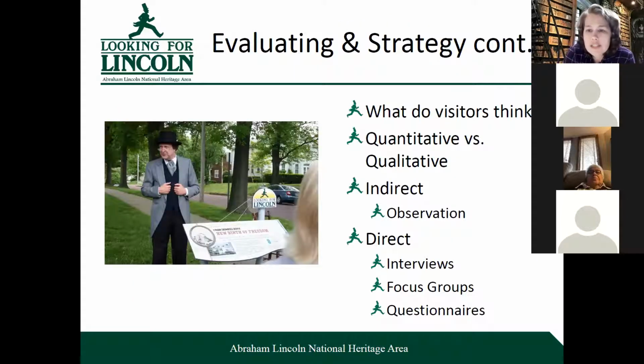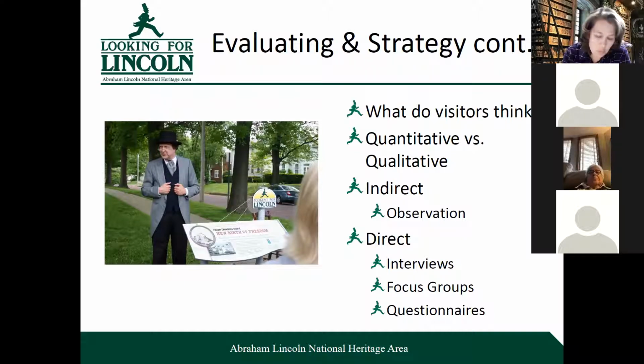So what do your visitors think? There are two types of information that you can gather: quantitative versus qualitative. Quantitative is like your statistics, your numbers. How many people came through your site? How many people are paying attention? How many people are downloading and watching your virtual programming you have online? Those are things to consider.